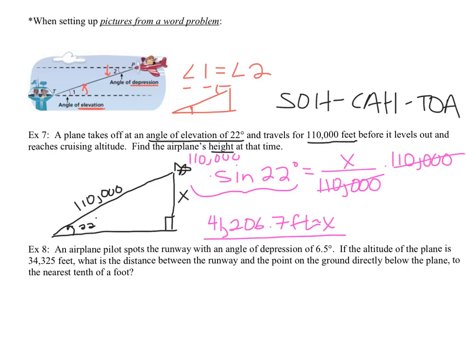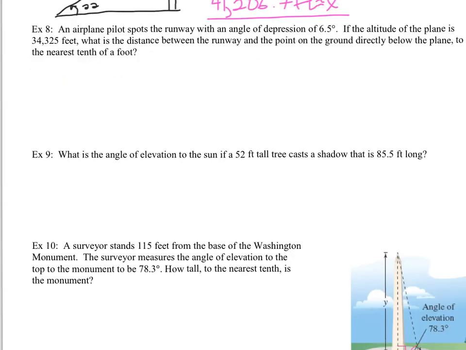And there's utilizing SOHCAHTOA to interpret a word problem. Let's try another one. An airplane pilot spots the runway with an angle of depression of 6.5 degrees. If the altitude of the plane is 34,325 feet, what is the distance between the runway and the point on the ground directly below the plane to the nearest tenth of a foot? So there's lots going on here.